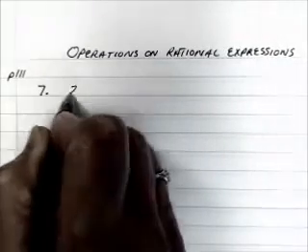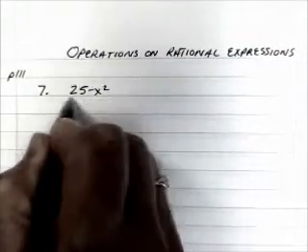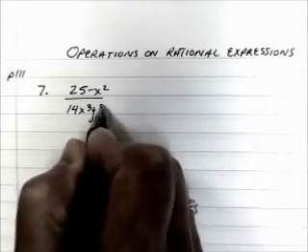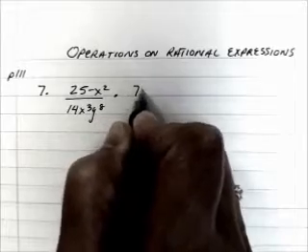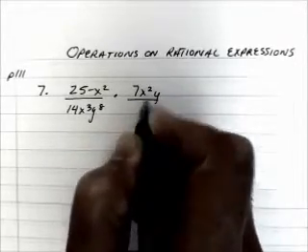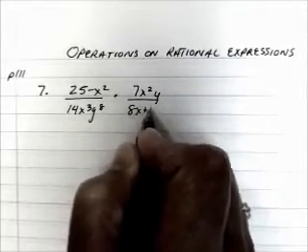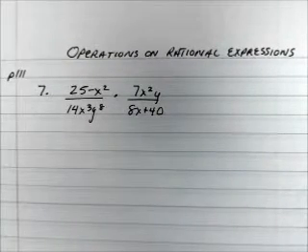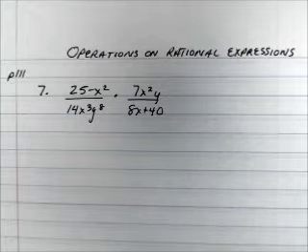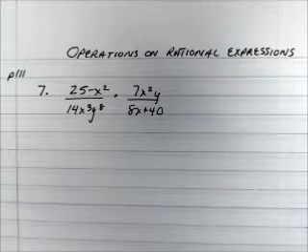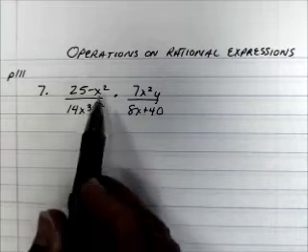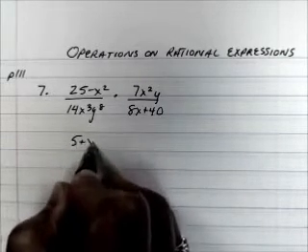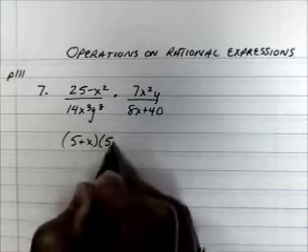multiplication problem. 25 minus x squared divided by 14x to the third y to the eighth times 7x squared y divided by 8x plus 40. So when we're asked to multiply two rational expressions, the first thing we're going to do is factor the numerators and denominators. So 25 minus x squared, that's the difference of two perfect squares, 5 plus x times 5 minus x.